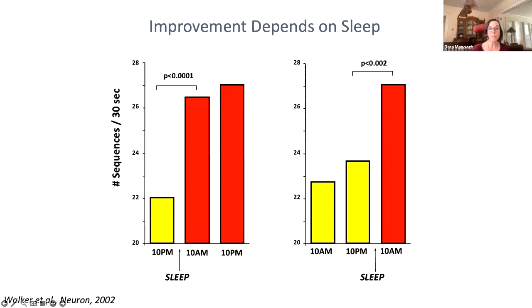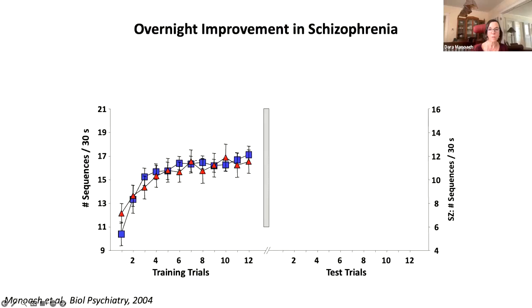So I approached Bob about studying people with schizophrenia on this task because they have cognitive deficits that have not really responded to available treatments. And I wondered if sleep might be playing a role. So what we're showing here, again, is the number of correct sequences per 30 seconds. And I've put up a separate y-axis for patients with schizophrenia because overall they're typing more slowly. But what you can see is that they're showing a normal proportion and amount of learning during training.